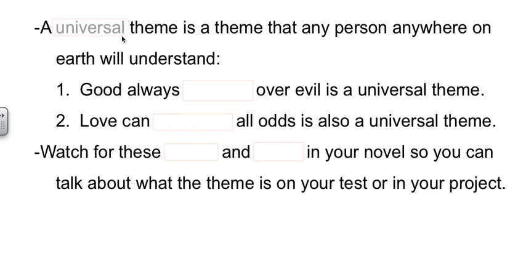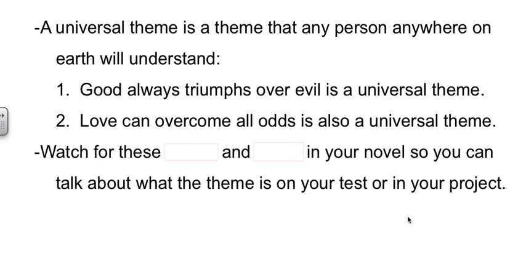All right, a universal theme is a theme that any person anywhere on earth will understand. There are a couple of them that we see over and over and over again. The first one is good always triumphs over evil. We see that in Star Wars, we see that in Shrek, you name the movie, we see good triumphing over evil.